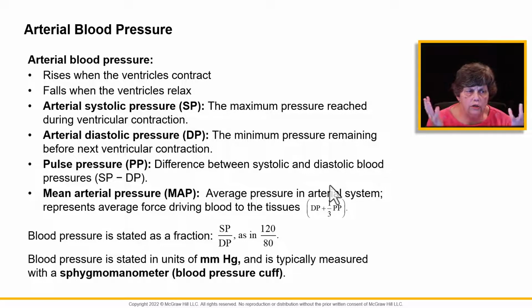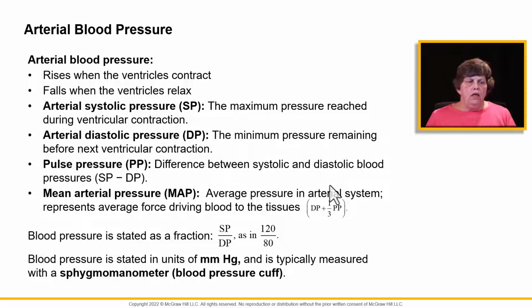We look at arterial blood pressure, and this rises obviously when the ventricles contract, and it falls when the ventricles relax. So we have systolic pressure and diastolic pressure. The systolic pressure is the maximum pressure during ventricular contraction. The diastolic pressure is the minimum pressure remaining before the next ventricular contraction, so when the ventricles are at rest. The difference between the two is the pulse pressure.